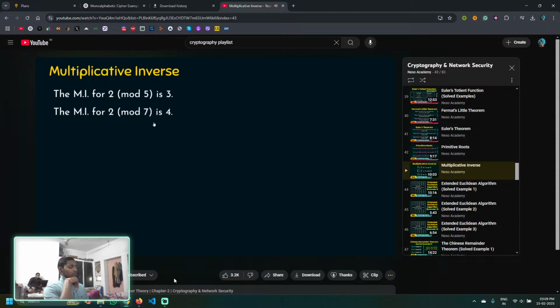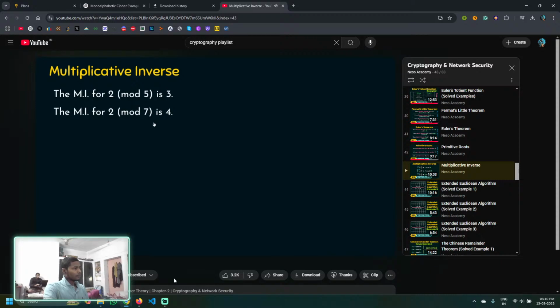If you are asked to find the multiplicative inverse for smaller numbers, you can easily start from 1, check if 1 is a multiplicative inverse, or 2 or 3, and you can go ahead and do that.